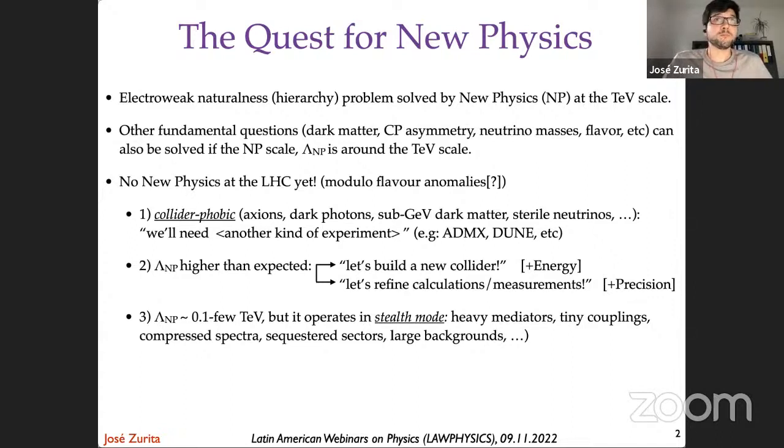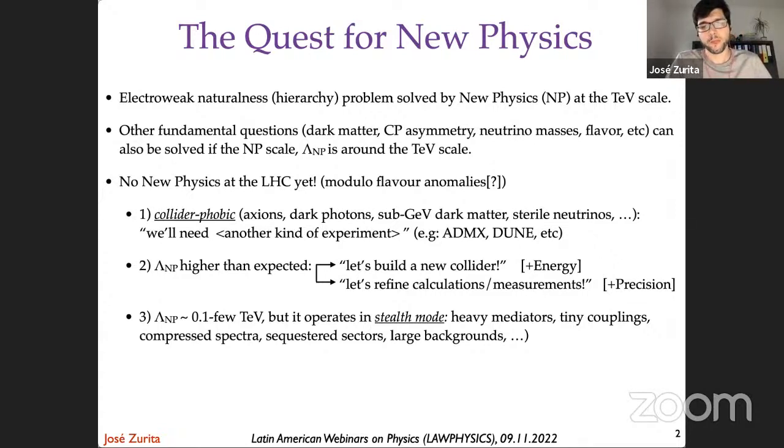The second option is, well, maybe we screwed up at some point in the calculation, the estimation of where the effect should be. Maybe it wasn't at the TeV. Maybe it was at 10 TeV. Maybe it was at 100 TeV. So maybe we need more energy. Maybe we need to do these things more precisely and try to find deviations, for instance, what people at Belle would do.